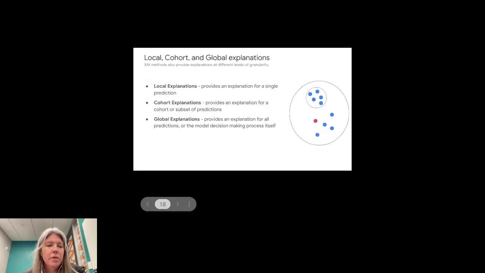The other thing about explainable AI is that it can provide explanations at different levels of granularity. People talk about it in terms of local, cohort, and global. A local explanation would be a singular prediction on a singular piece of data, like the red dot in this image. A cohort explanation is taking a data slice or a data subset and providing explanations of how the model is behaving for this cohort of data. And a global explanation is an overall explanation of how the model works in general.